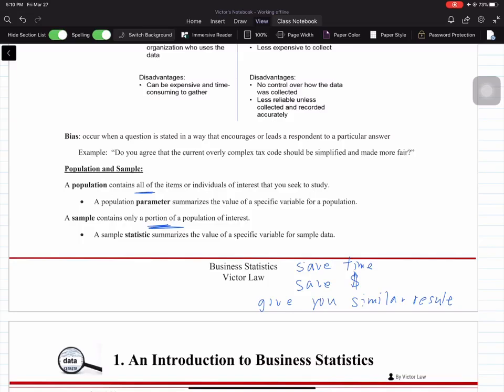And in real life, we collect data through sampling and not from the population. The reason is that when we collect data from a sample, it will save us time and it will save us money. And the good thing about collecting a sample is that if our sample size is large enough, when we have 30 students or more, the sample result will give you a similar result as the population. So therefore, that's why we collect data from a sample and not from the population.